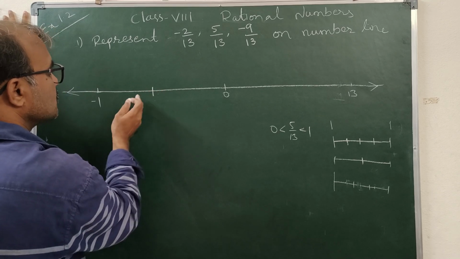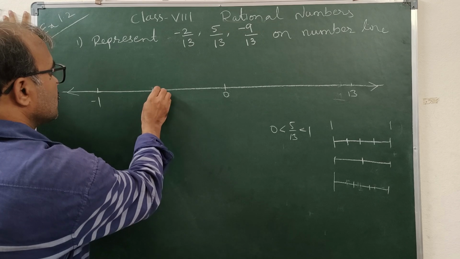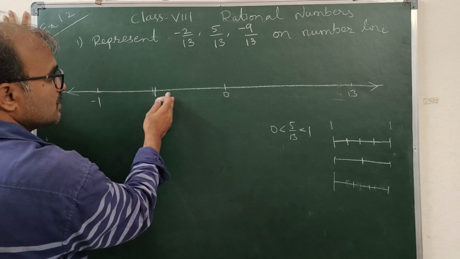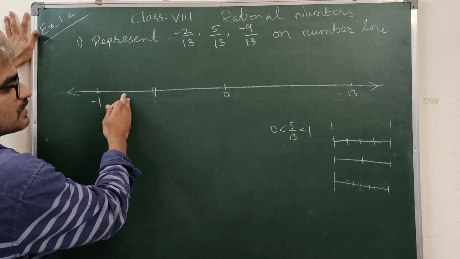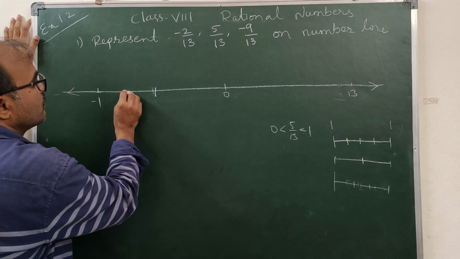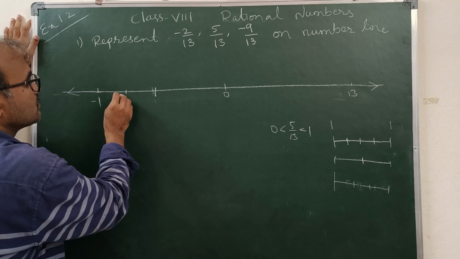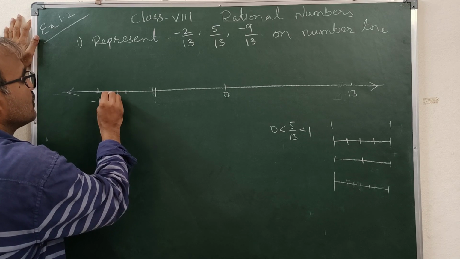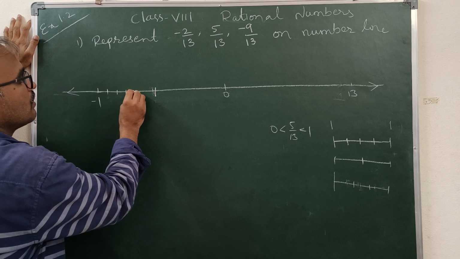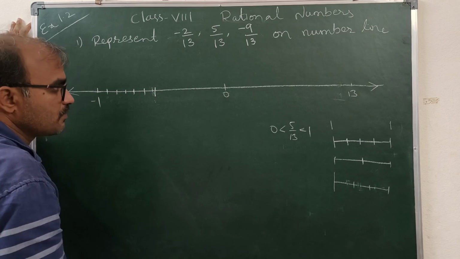So here this side should be 6 parts, this side should be 7 parts. Totally 6 plus 7, 13. Here I have to make 6 parts. If you keep one line in the middle, this side 3 parts, this side 3 parts. 3 parts means here one line, here one line, and here one line, here one line. 6 parts made on this side. Now this side 7 parts.